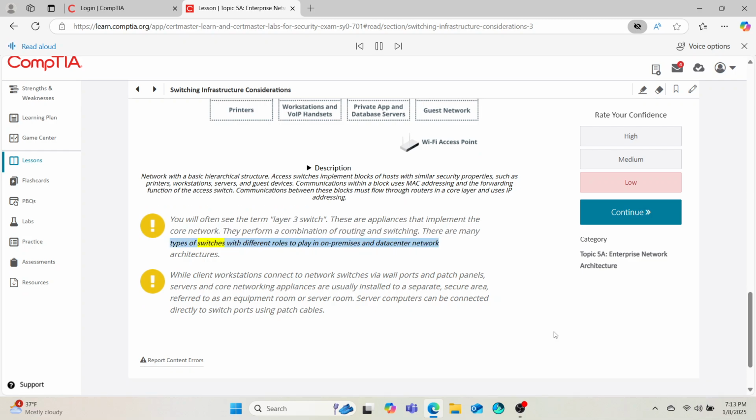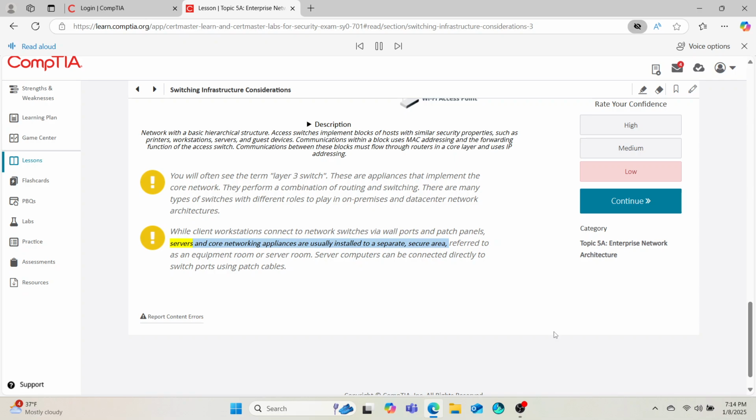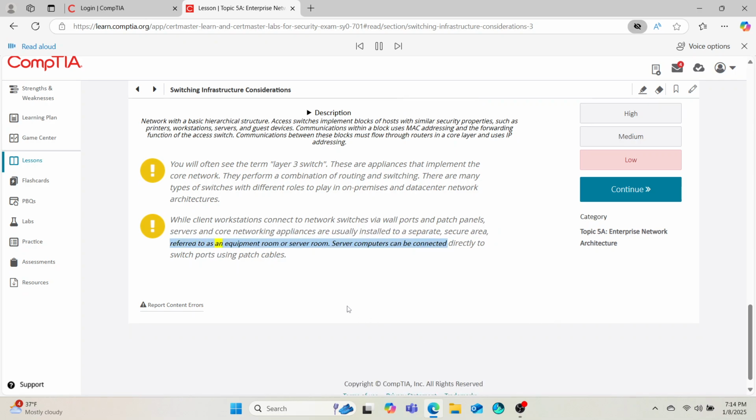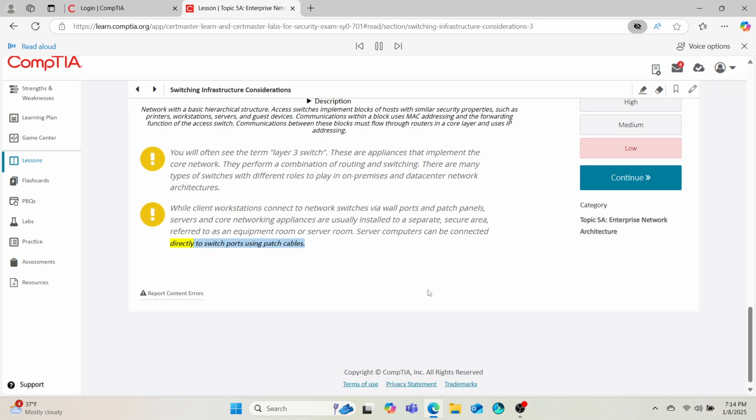There are many types of switches with different roles to play in on-premises and data center network architectures. While client workstations connect to network switches via wall ports and patch panels, servers and core networking appliances are usually installed to a separate, secure area, referred to as an equipment room or server room. Server computers can be connected directly to switch ports using patch cables.